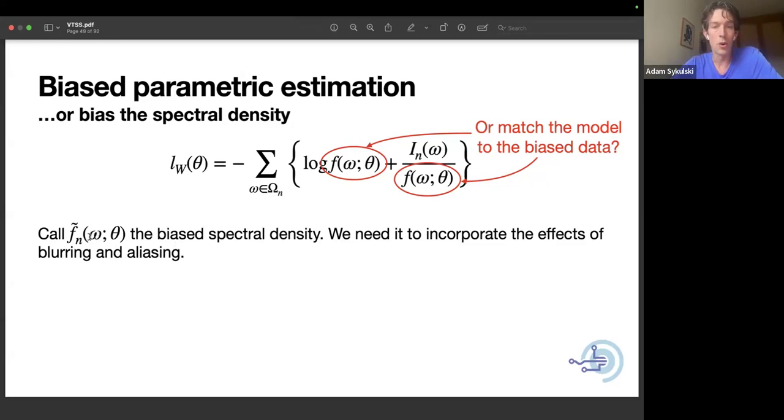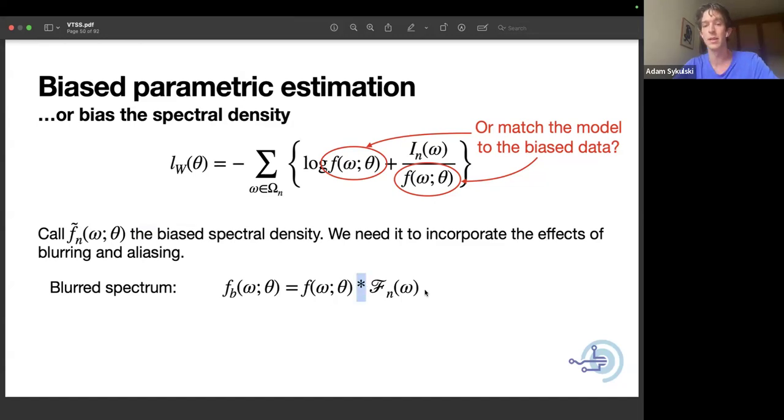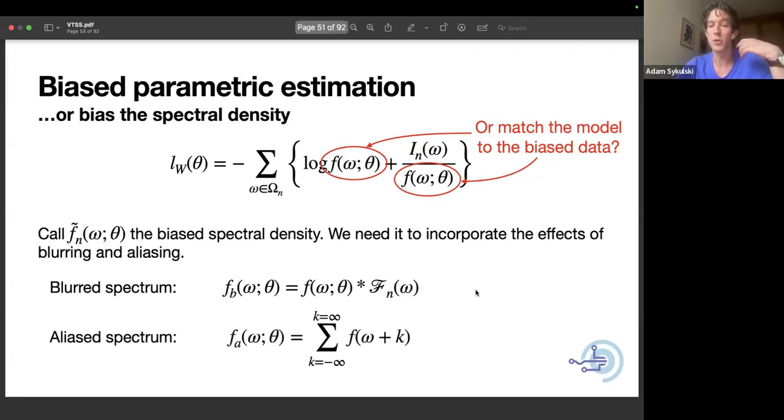So we're going to call F tilde the biased spectral density. I'm going to bias the model in the direction of the data. And we need to incorporate these two effects of blurring and aliasing. Blurring I showed you earlier, which was this convolution effect that creates departures from what we expect to see and what we do see. And there's also an aliasing effect, this uncertainty of what's happening between our samples.